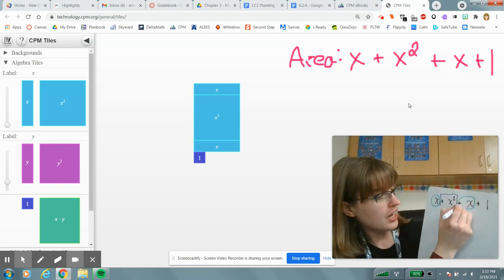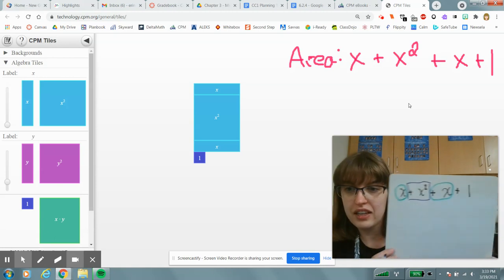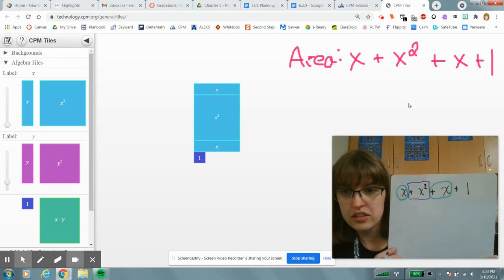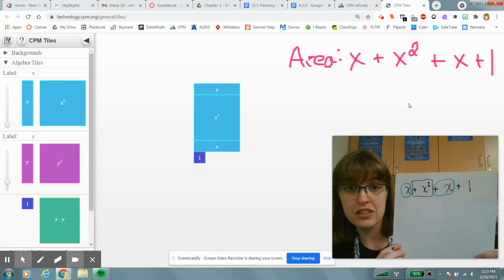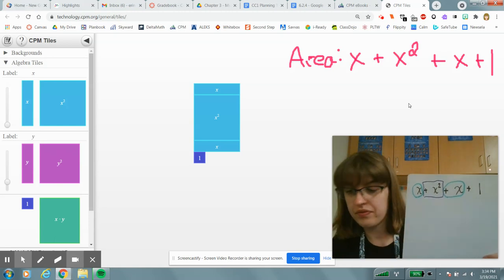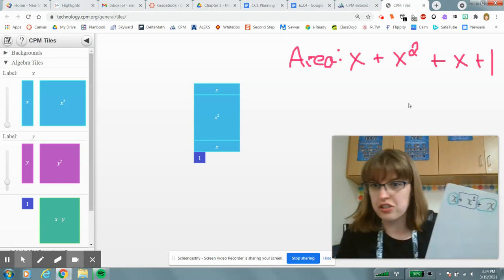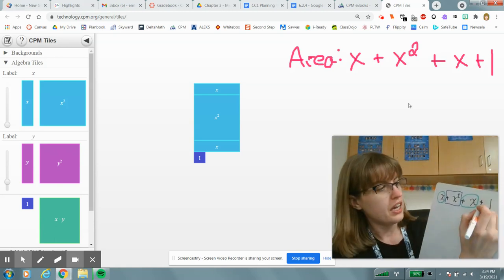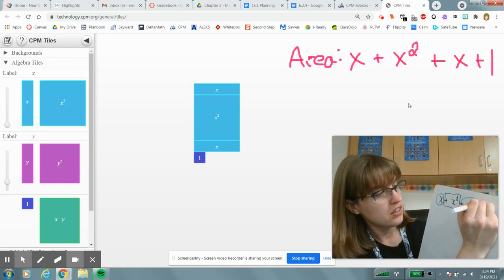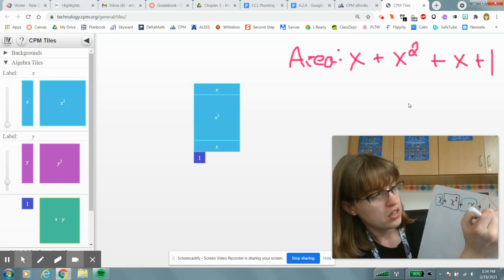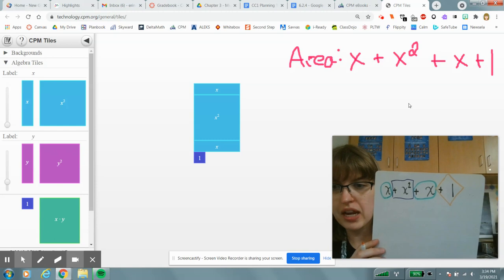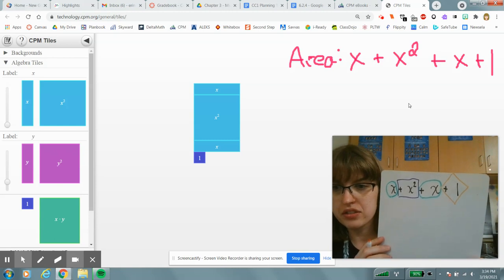This is another type of tile, right? The x squared tile. It looks different than the x tiles. Notice how I used a different shape. I'm showing you that in case you don't have different colors. And then finally, I'm going to do a shape around my numbers.